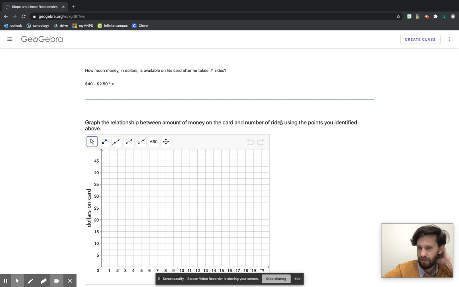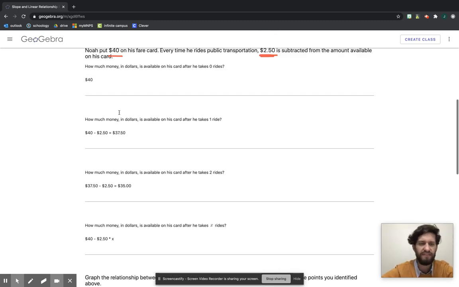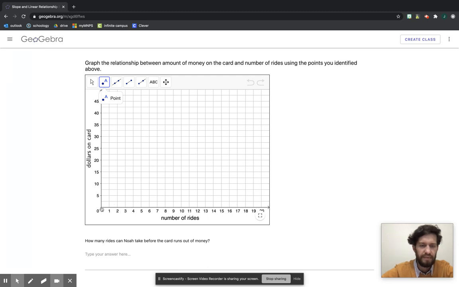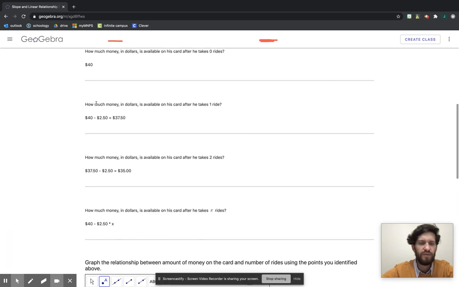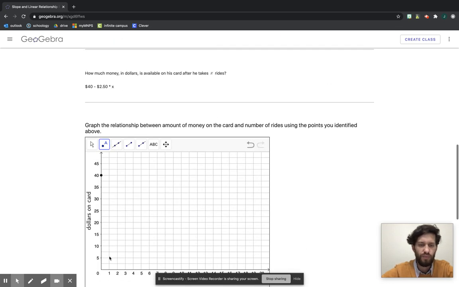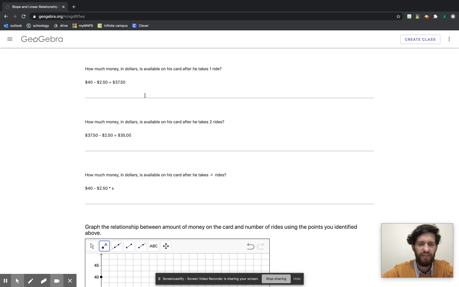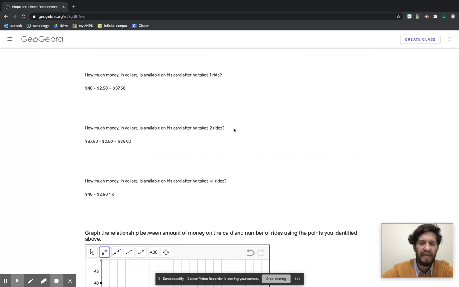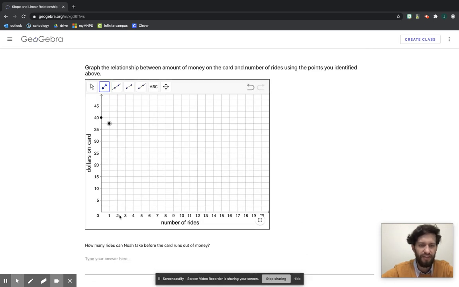So now let's see if we can graph this. We used a couple points that we found up above. We found that when he took 0 rides, he had $40. So I'm going to go ahead and click that point tool. I'm going to look at 0 rides and put a point by $40. Then we said after 1 ride, he's going to have $37.50. So let's see, 1 ride, 35, halfway between 35 and 40 is $37.50. After 2 rides, now he only has $35.